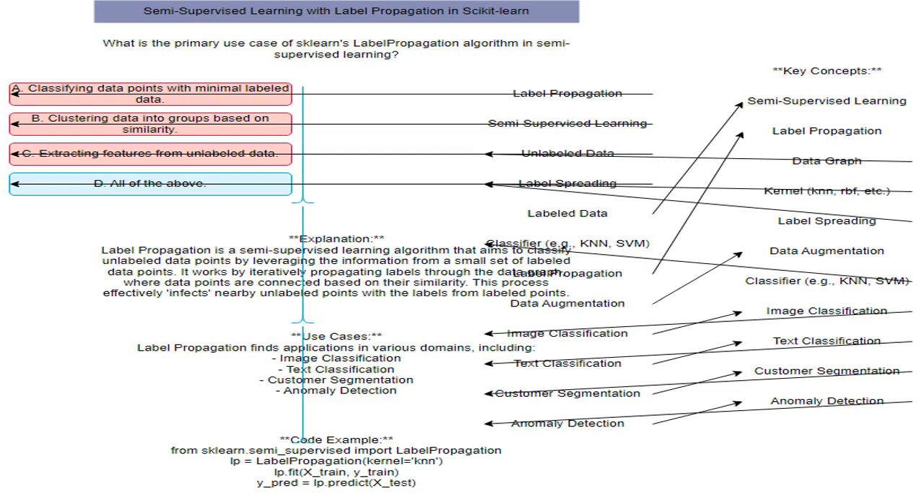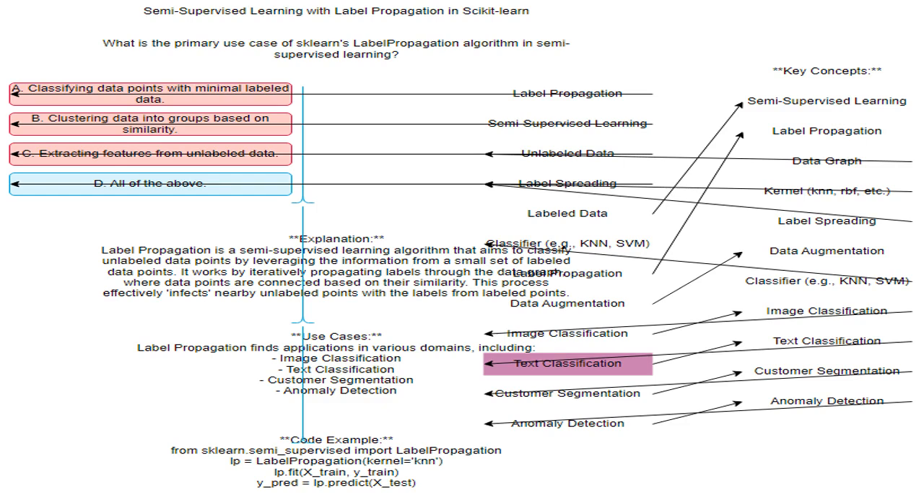Semi-supervised learning. Label propagation. Data graph. Kernel KNN, RBF, etc. Image classification. Text classification. Imagine you have a dataset of 100 images, but only 10 are labeled as cat or dog. Using label propagation, you can leverage the labeled images to infer labels for the remaining 90 unlabeled images, based on their visual similarity to the labeled ones.